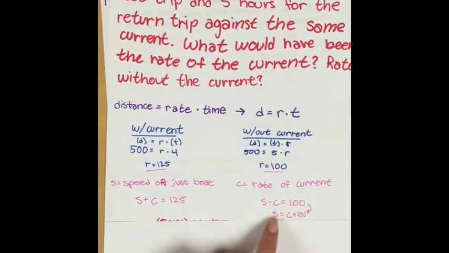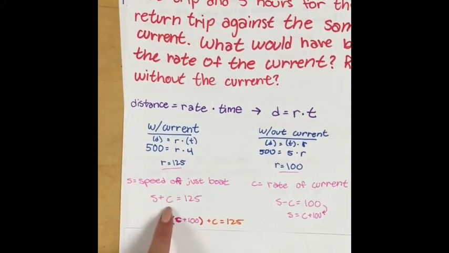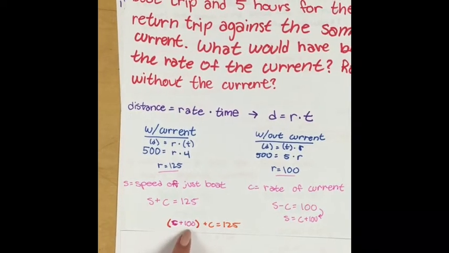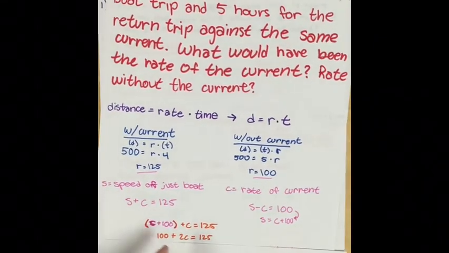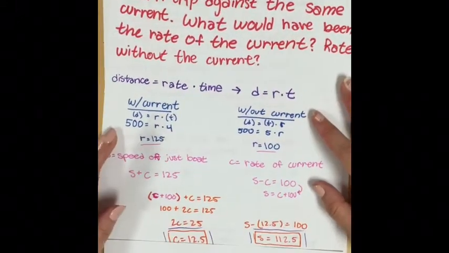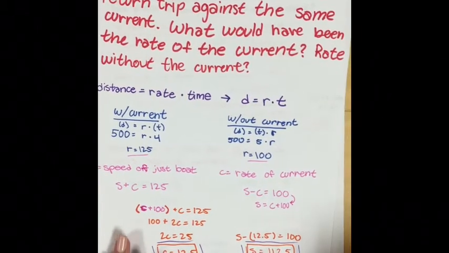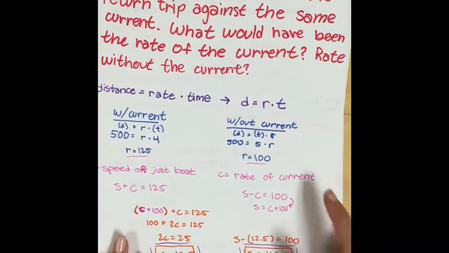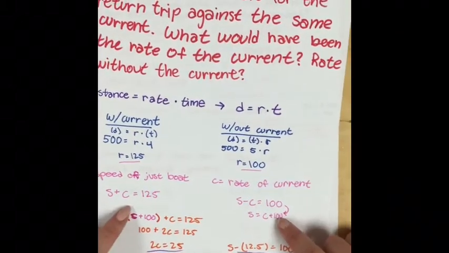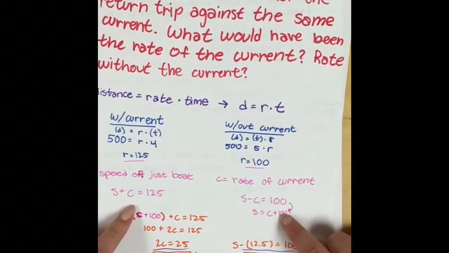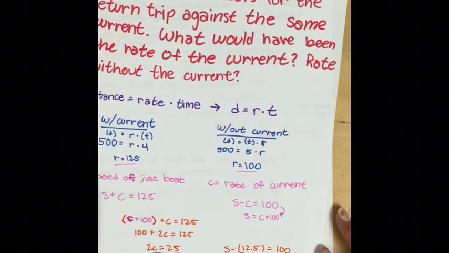You make this equation equal s, so it would be s equals c plus 100, and then you plug it into this equation. So it would be c plus 100 plus c equals 125. Then you keep on going to get c to equal 12.5, and so that's your rate of the current. And then you want to plug c back into one of these two equations, and I plugged it into this equation, and the speed of the boat would be 112.5.